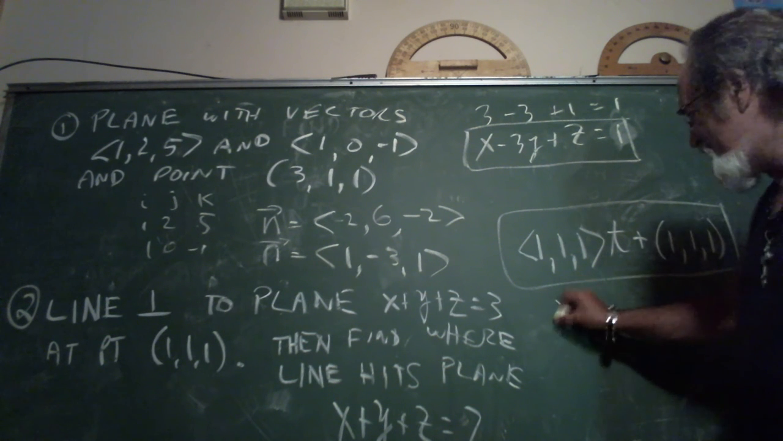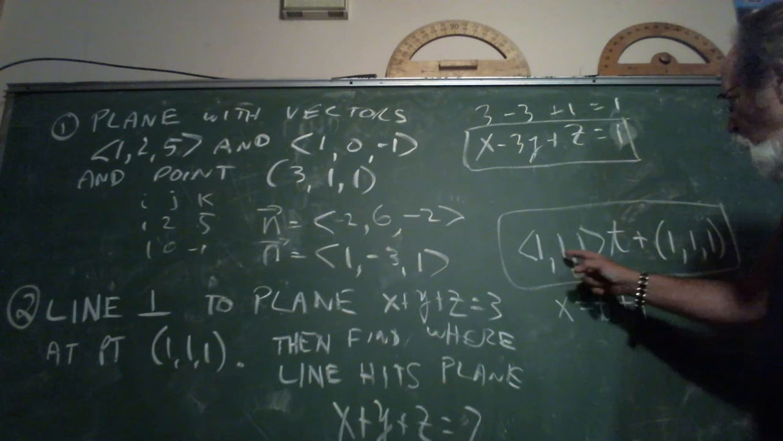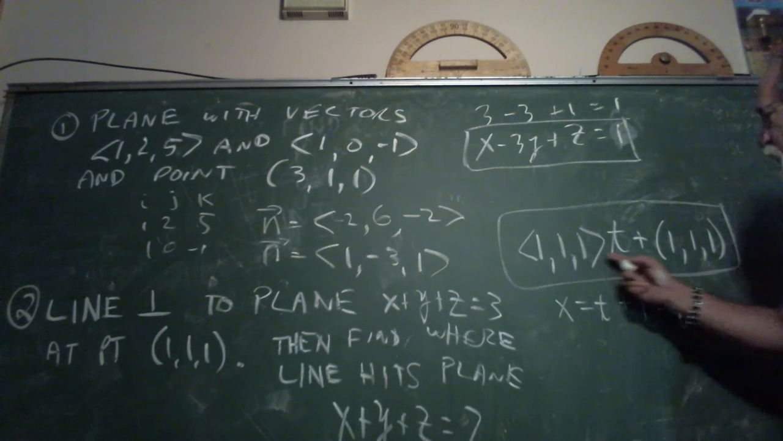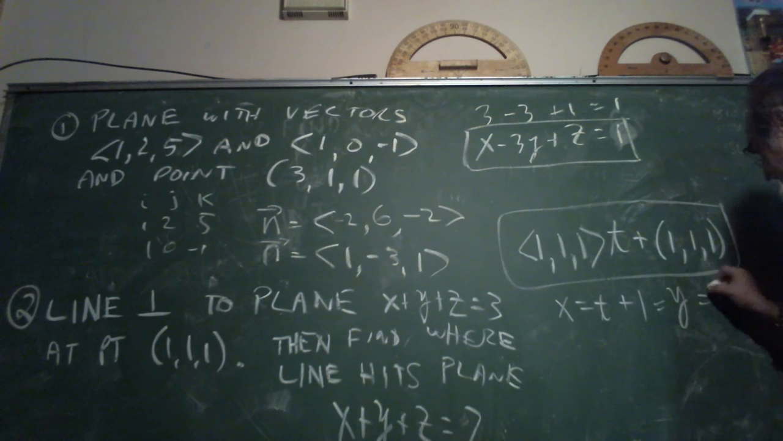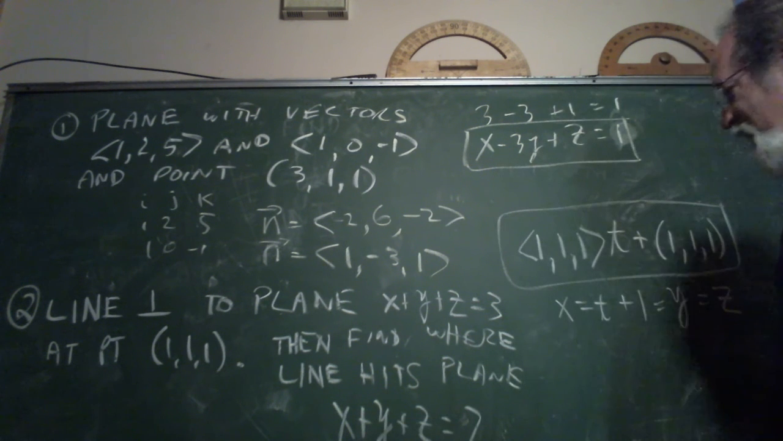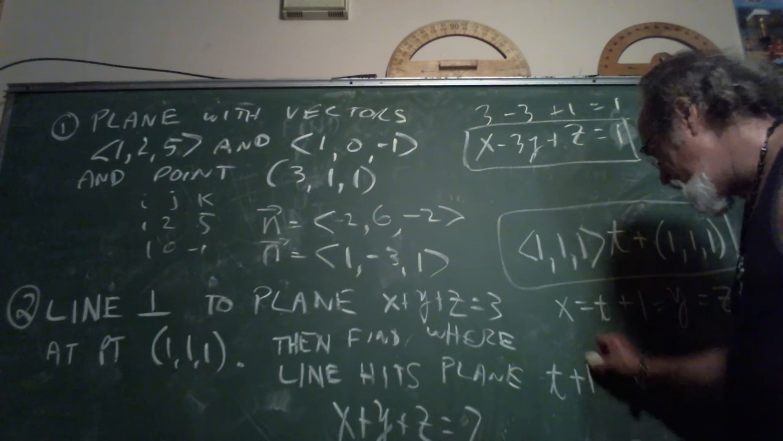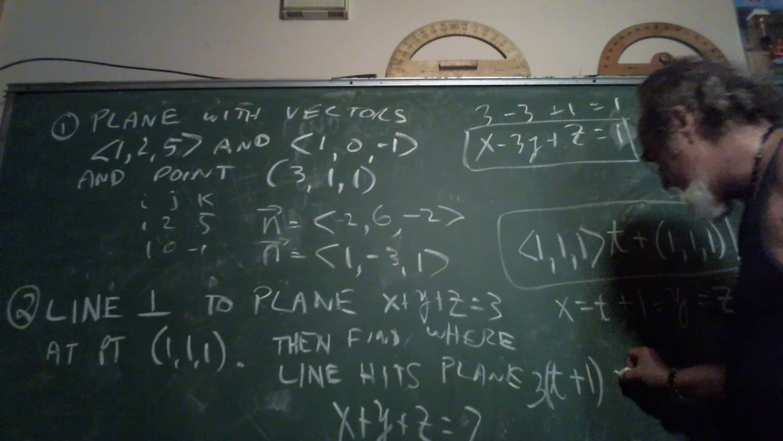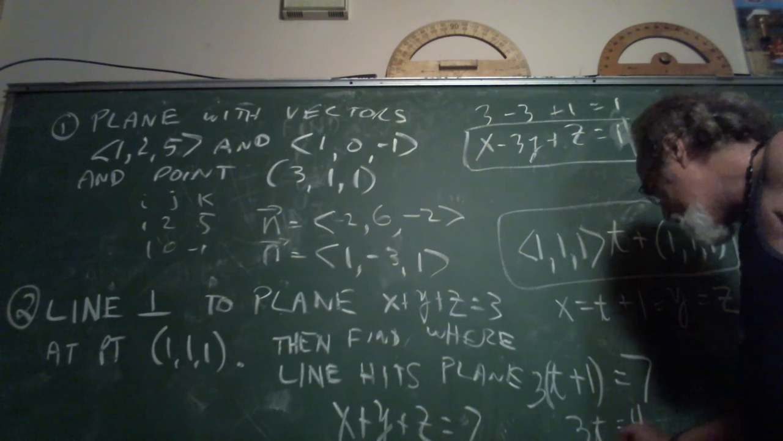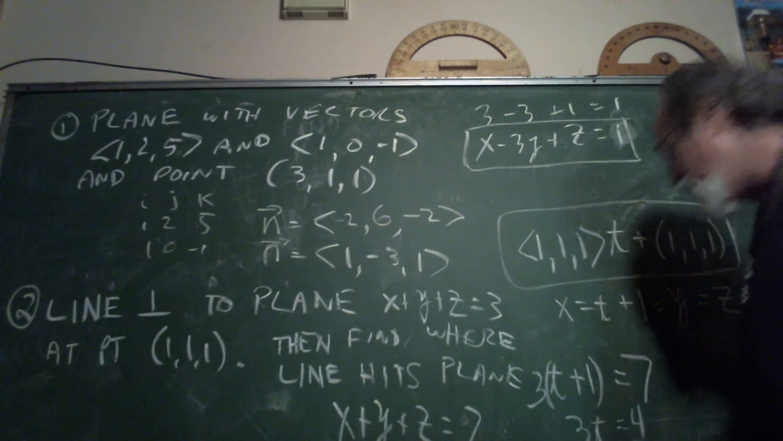Well, notice, x is equal to 1 times t plus 1. y is equal to 1 times t plus 1. z is equal to 1 times t plus 1. There's your x, y, z. So you just say t plus 1 plus t plus 1 plus t plus 1 equals 7. So that's 3t equals 4. t equals 4/3. And that's not the answer, but it almost gives me the answer.